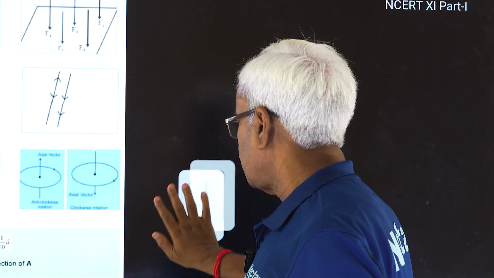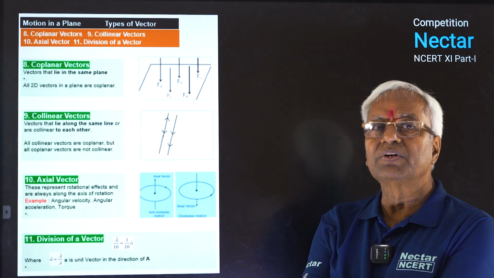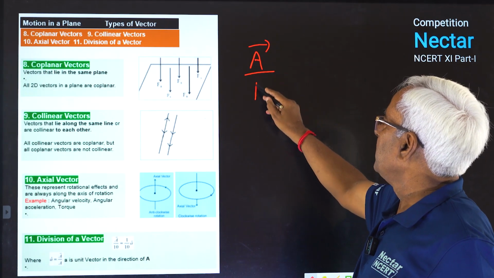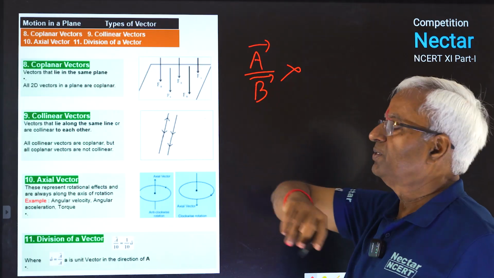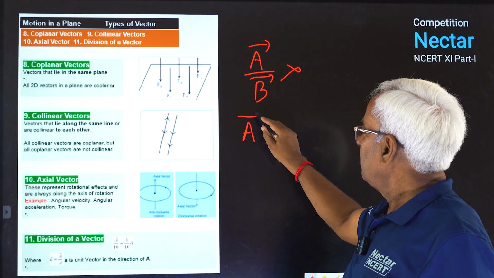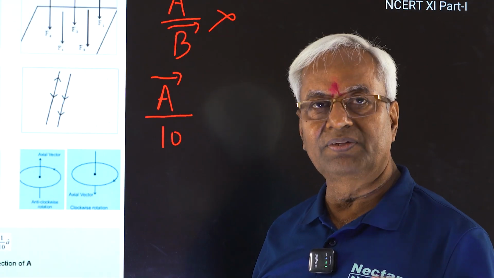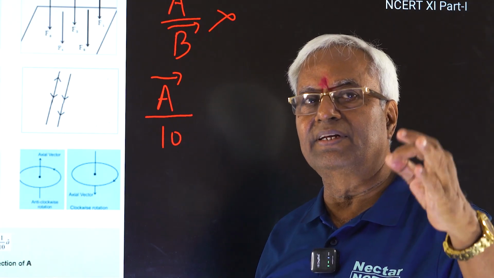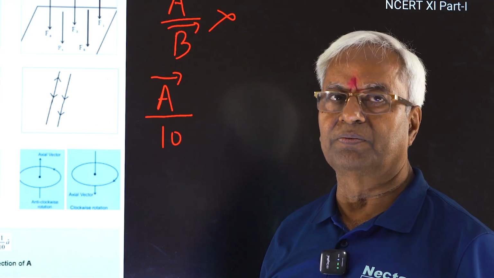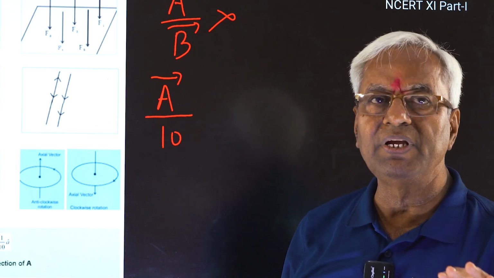And then you must know, in fact, multiplication, addition, subtraction, that's very common. Division of a vector by a vector has no meaning. Remember, this is meaningless. You can divide a vector by some scalar only. Means division of a vector by a scalar is quite possible. Division of a vector by a number is possible, but division of a vector by a vector, that has no meaning.